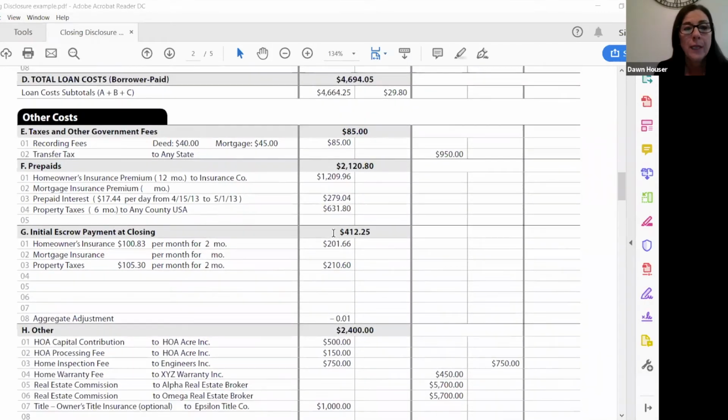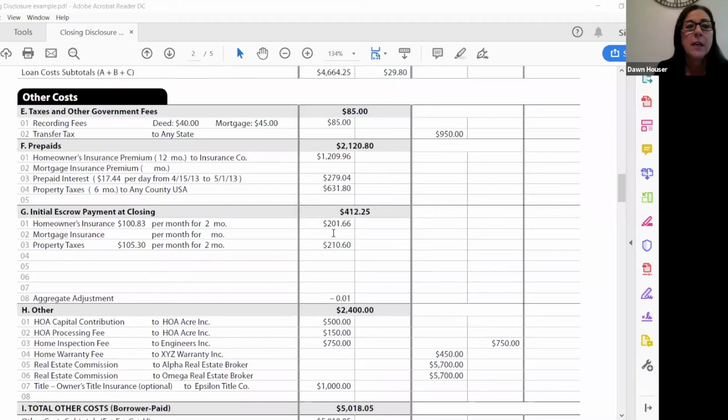Section E is the recording fees. In our section of town here in section E, you'll probably see it more like 200 to 250 for recording fees. They charge per page with the county, so the title company will go ahead and figure out how much that might be.